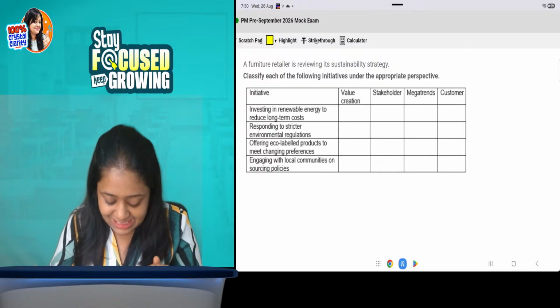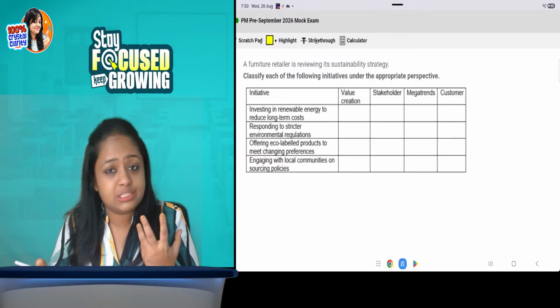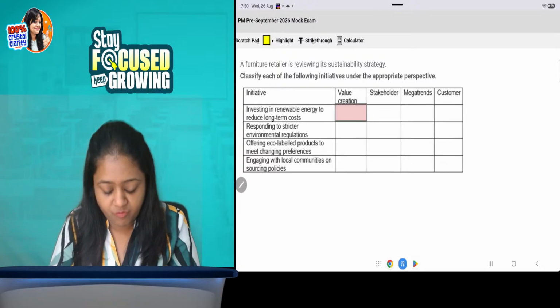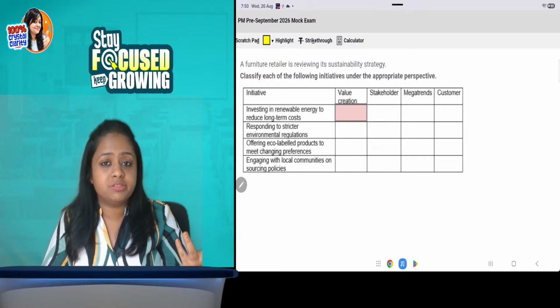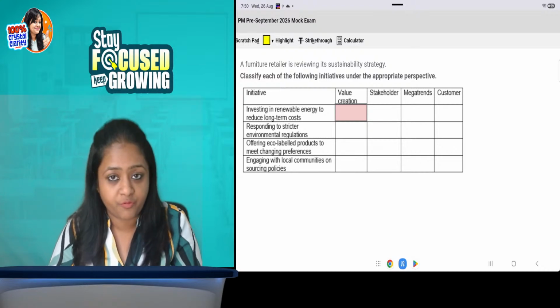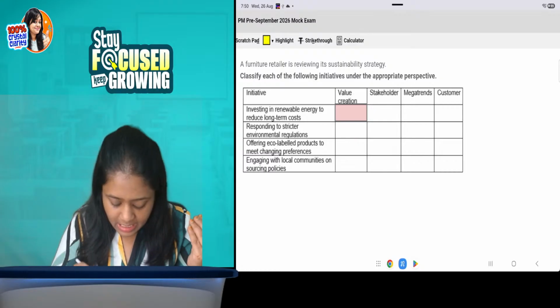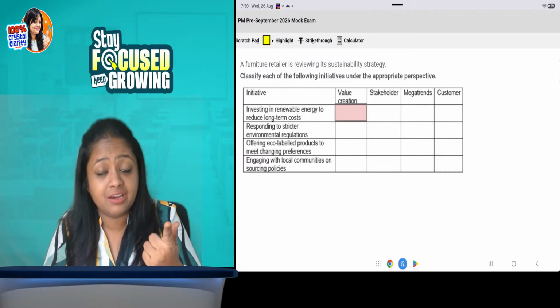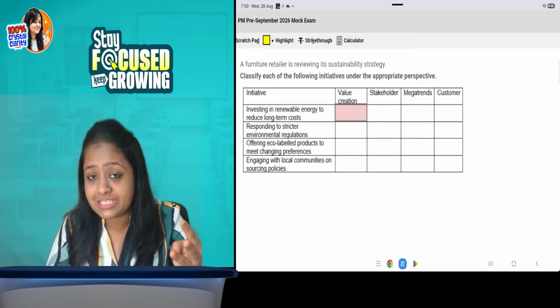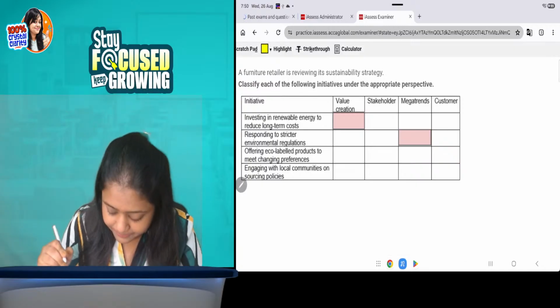First, investing in renewable energy to reduce long-term cost. I think it's very clear it's a value creation. Why? Because when you're doing the investments, you're earning returns and you're reducing costs, so leading to the profit. So it's adding value for the organization. So it is a value creation. Very simple. Responding to stricter environmental regulations, rules, external data, external trends, mega trend. So it is a mega trend.